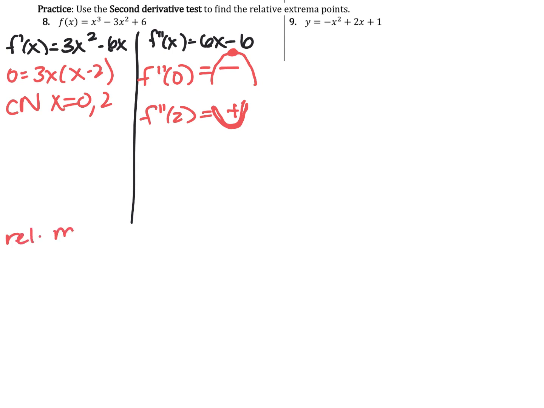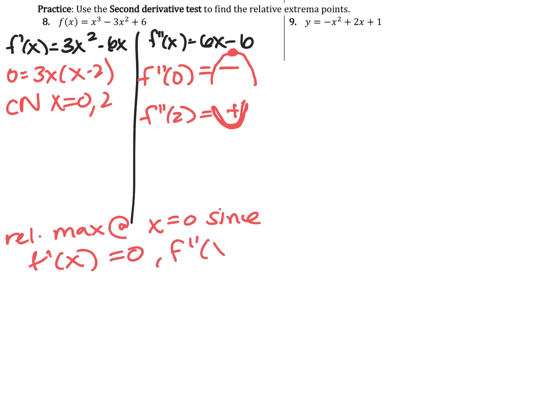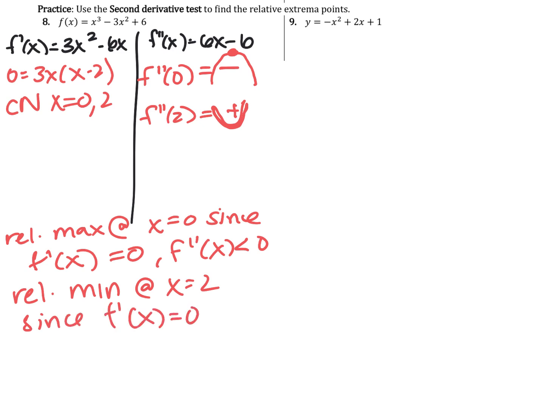So we can say we have a relative max at x equals 0 because of two things. The first derivative of x is equal to 0, and the second derivative of x is negative. Similarly, we have a relative minimum at x equals 2, since the first derivative is 0, and the second derivative is positive. So you need to have these justifications here in order to accurately say and prove that what you're saying is true. If you haven't already, go ahead and pause the video and work through number 9, and then unpause the video and see how you did.